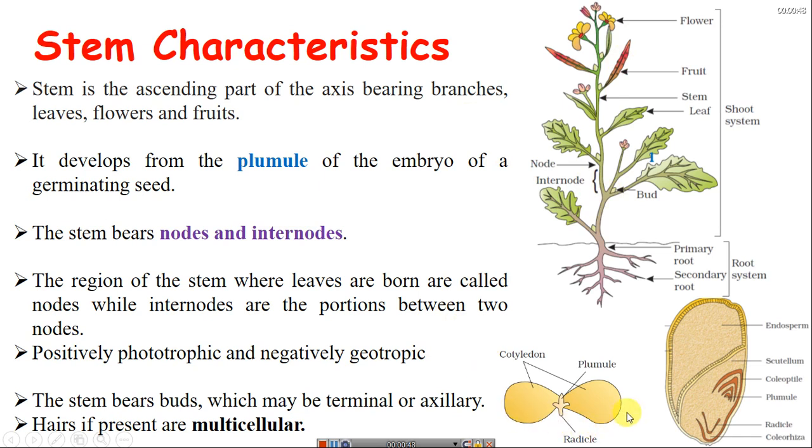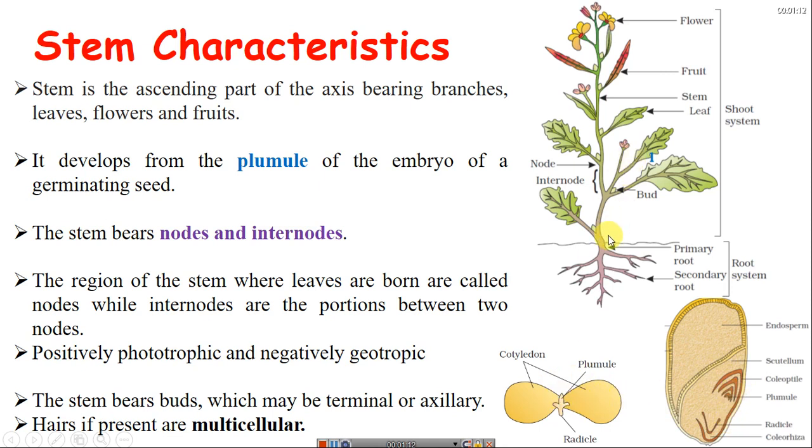Here you can see the seed of the dicot and the seed of the monocot. And here you can clearly see the presence of plumule and radicle. And in case of monocot seed also we can see a plumule and radicle. So it is the plumule that develops into the stem. So this is a characteristic feature, that it develops from plumule.